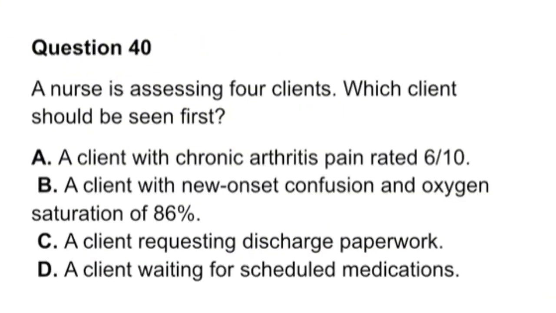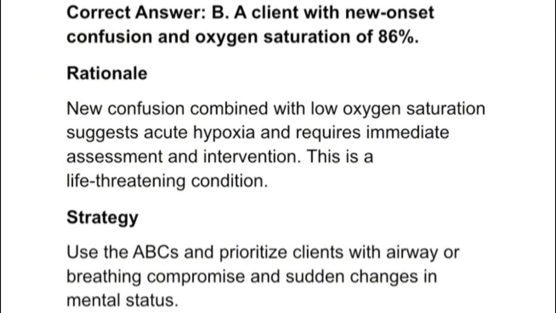Question 40. A nurse is assessing 4 clients. Which client should be seen first? A. A client with chronic arthritis pain rated 6 out of 10. B. A client with new-onset confusion and oxygen saturation of 86%. C. A client requesting discharge paperwork. D. A client waiting for scheduled medications. Correct answer, B.